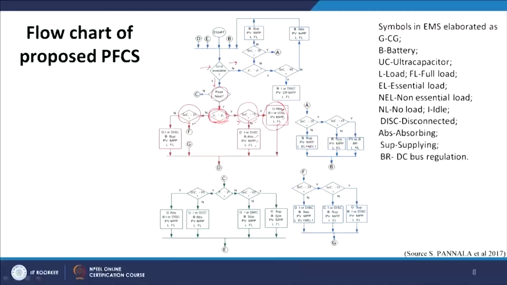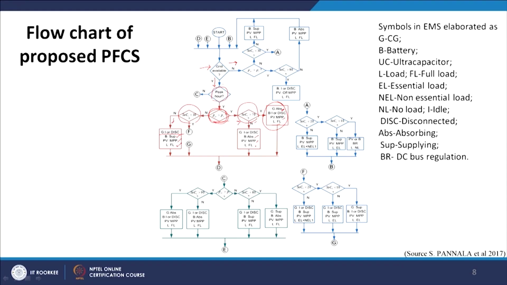But if the PV is not enough to meet the load, and the battery is also at less than 30%, in that case if it is not 30%, then the grid will be disconnected, or it can be connected, but the battery will be supporting with my supercapacitor, and the PV can operate at MPP and the load can also operate at full load.